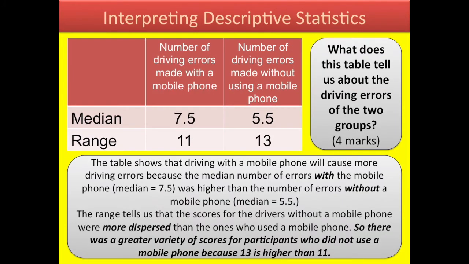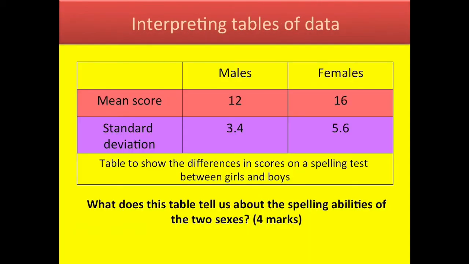So the answer is, the table shows that driving with a mobile phone will cause more driving errors because the median number of errors with the mobile phone, median 7.5, was higher than the number of errors without a mobile phone, median equals 5.5. The range tells us that the scores for the drivers without a mobile phone were more dispersed than the ones who used a mobile phone. So there was a greater variety of scores for participants who did not use a mobile phone because 13 is higher than 11. See if you can interpret this table of data.